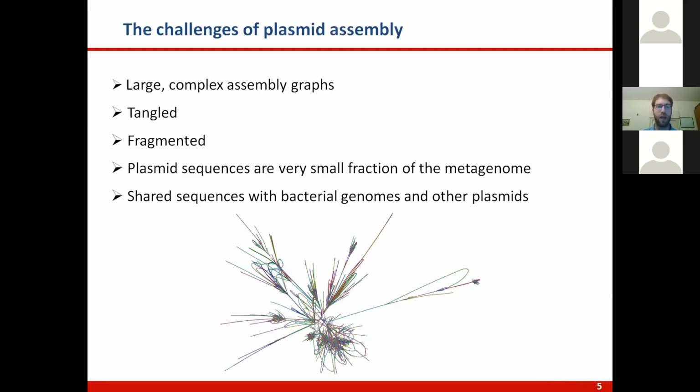And of course, they can even get much more complex than this. Now, when we're looking for plasmids, since plasmids make up only a tiny fraction of the microbiome, it's like looking for a needle in a haystack in this big mess of an assembly graph. And the plasmid sequences themselves are also going to be tangled and fragmented because different plasmids share similar sequences, and there are also genes which are shared between plasmids and the host bacteria.